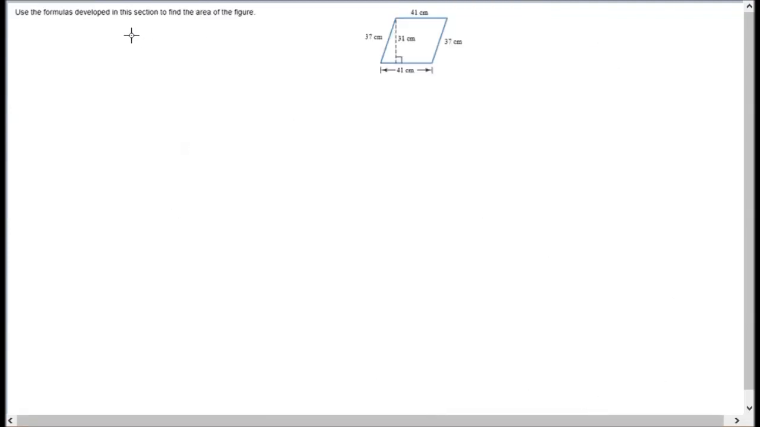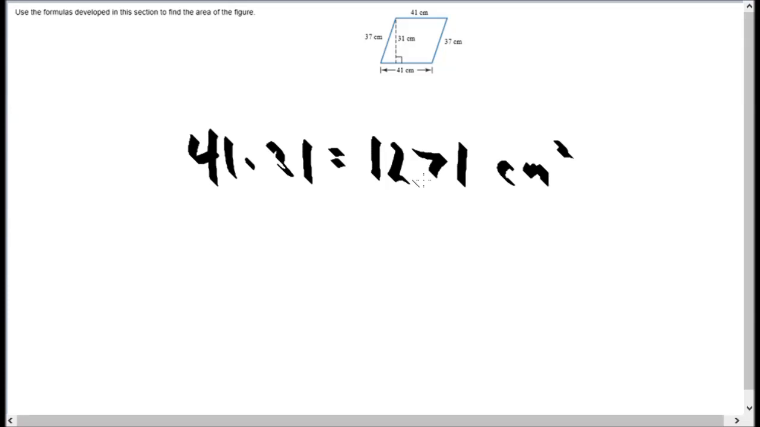All right, we're going to use the formula for a parallelogram here. This is a parallelogram. The area is going to be the base times the height, or 41 times 31, whatever that turns out to be. Turns out to be 1271 centimeters squared. Notice I did not use the 37, I used the height, because for a parallelogram, if you look at the formula, it is the base times the height.